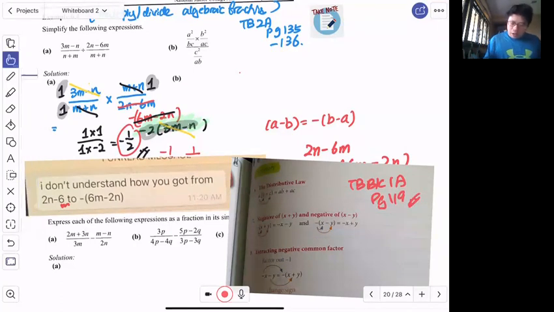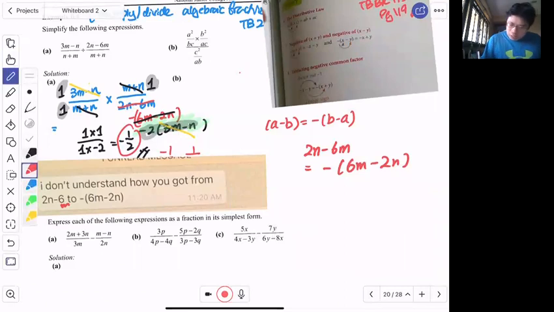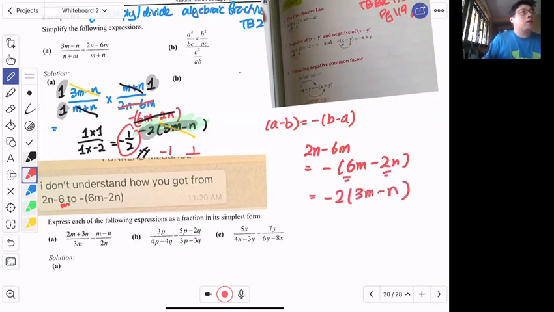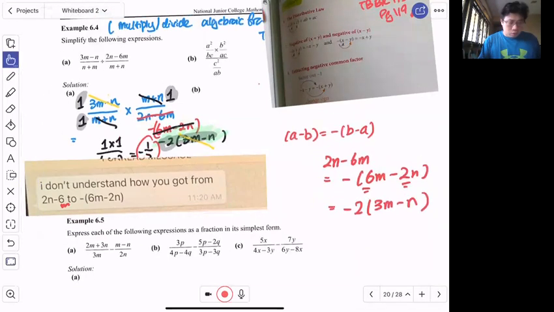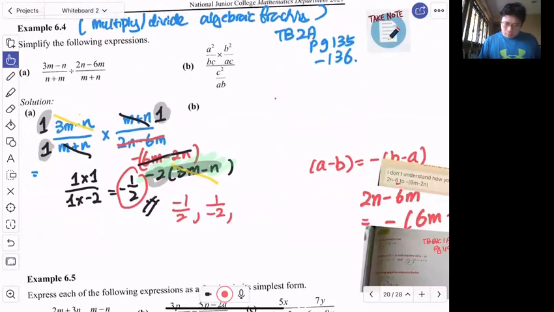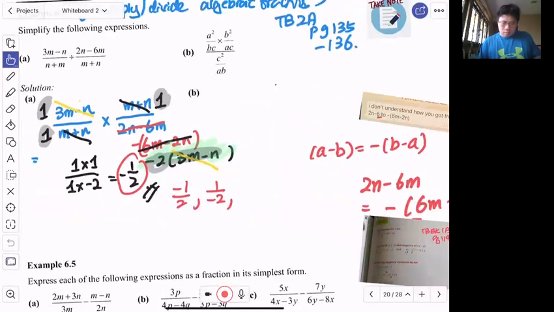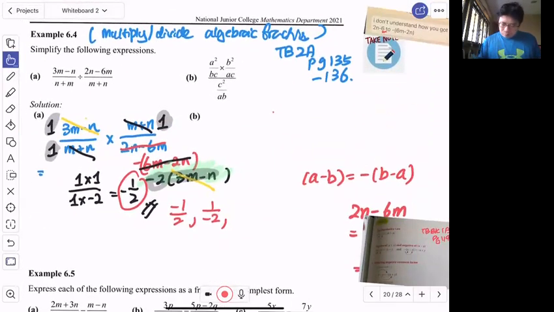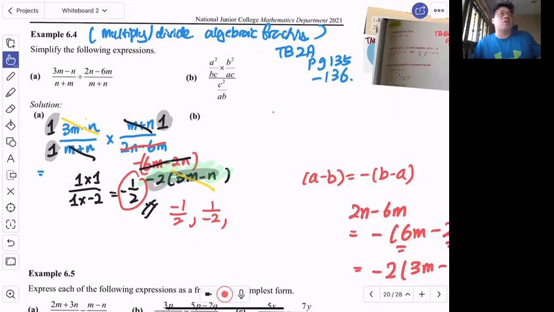So from here, I pull out another common factor. I pull out 2, positive 2, and that's how I have 3n minus n. Is it okay? Okay, thank you for the question. After that I go on to the next one. Those who asked for 6.5, just give me a while. I'll go through very soon.